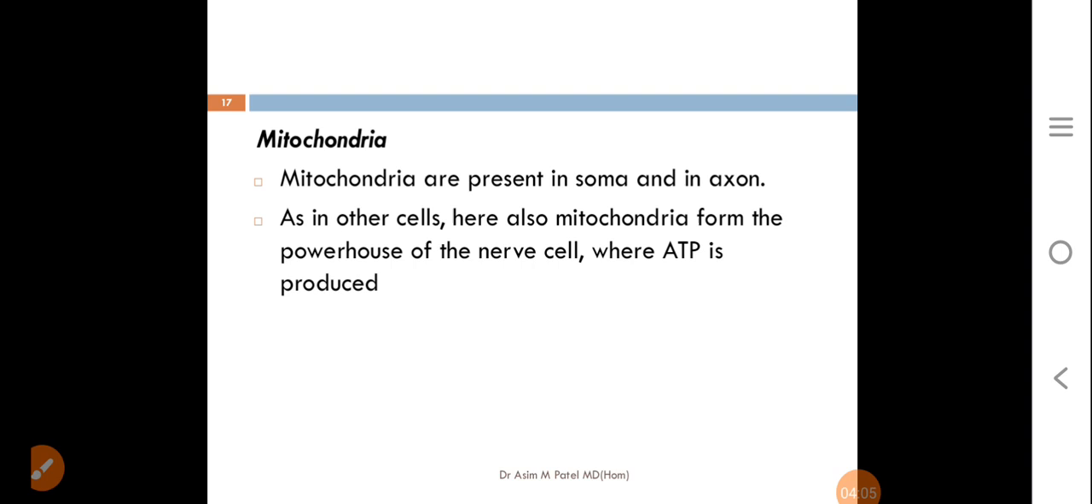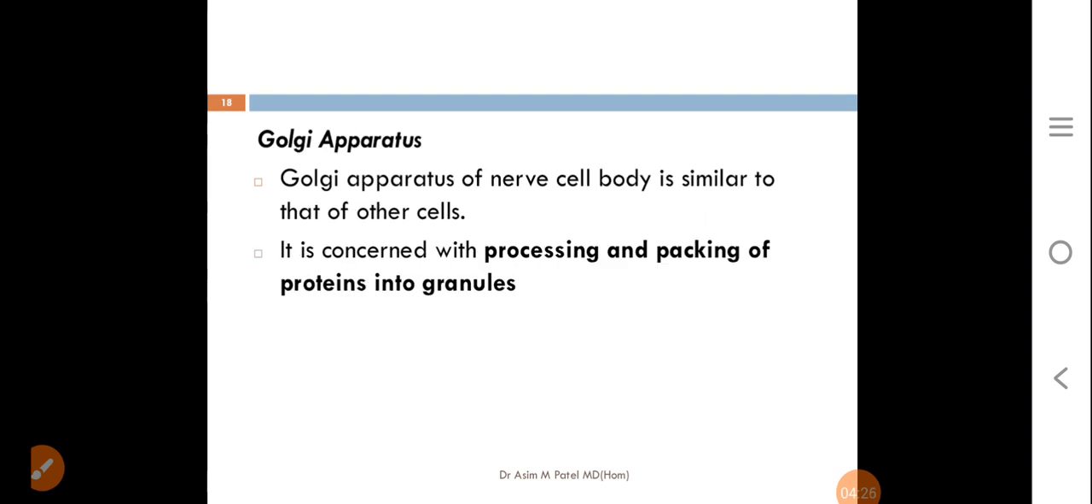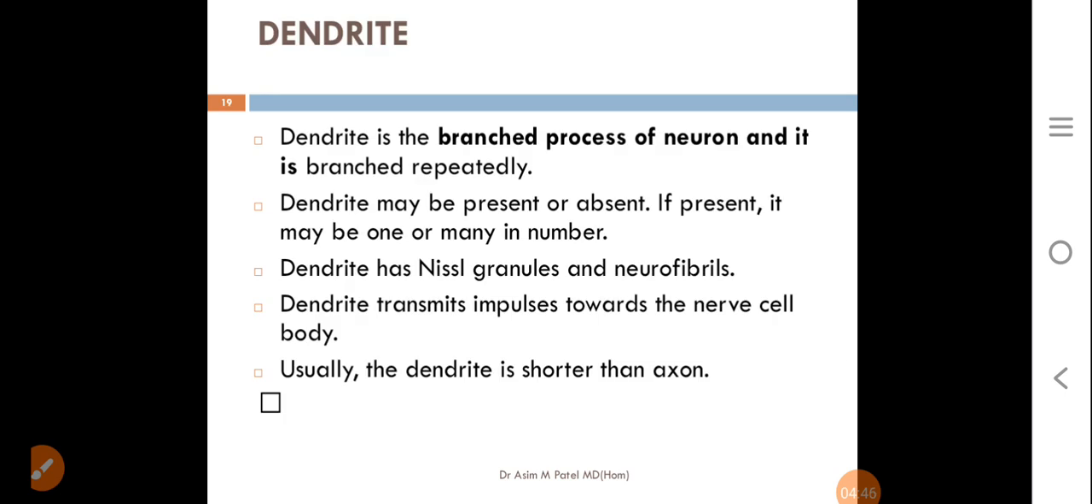Then the next cell organelle in the nerve cell body is mitochondria. Mitochondria, they are present in the nerve cell body and also in the axon. And these mitochondria, like any other cell, they are called the powerhouse of the nerve cell where ATP is produced. And next thing is about the Golgi apparatus. Golgi apparatus, like any other cell, here also it is present there in the nerve cell body, and it is mainly concerned with the processing and packing of proteins into granules. So this is about the nerve cell body.